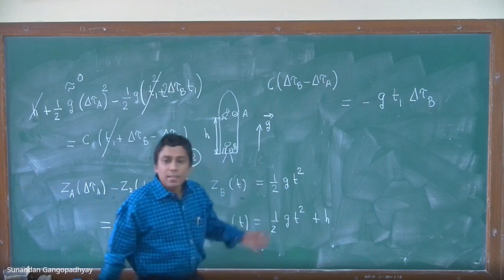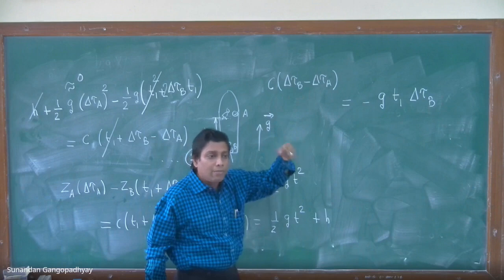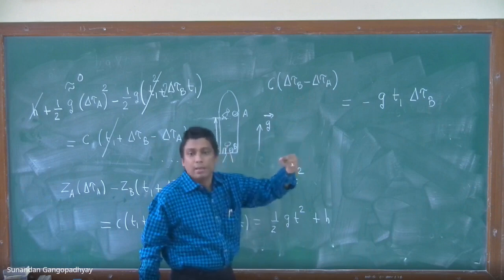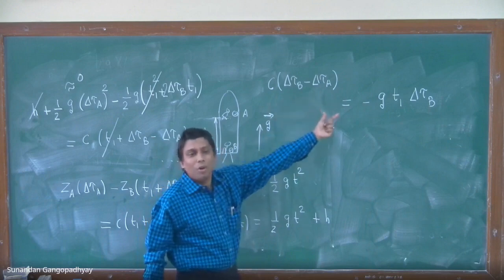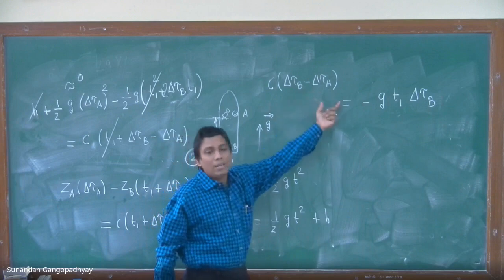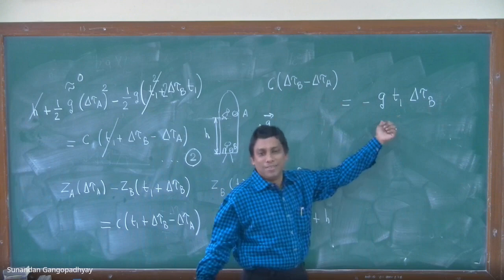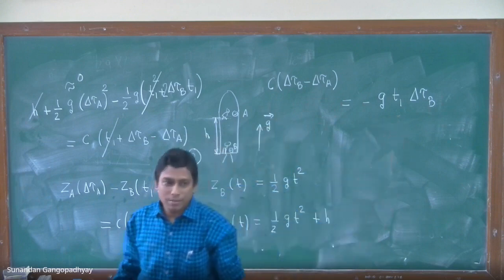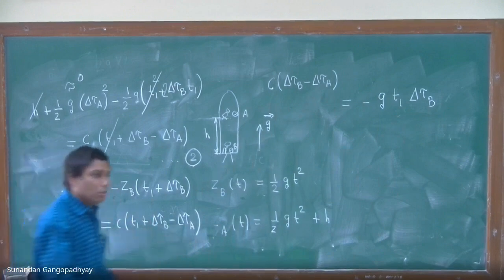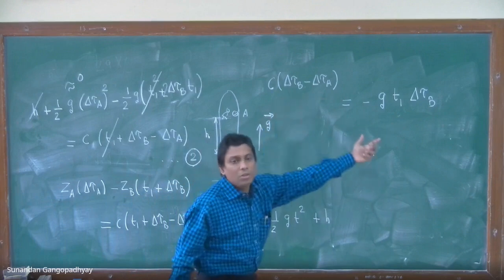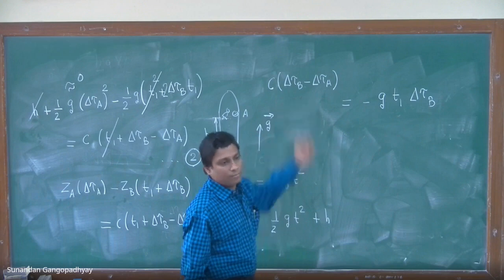Now you can immediately see that had I assumed that delta tau B, the time interval after which Bob receives the signal sent by Alice, is the same as delta tau A, then what would have happened? If delta tau B is equal to delta tau A, then this is 0. That would imply that g is 0. So there is no gravitational field. But we are considering a problem where there is a gravitational field. So if g is non-zero, you are forced to take delta tau B to be different from delta tau A. There is no other way.